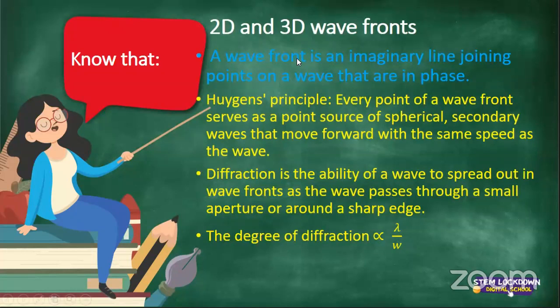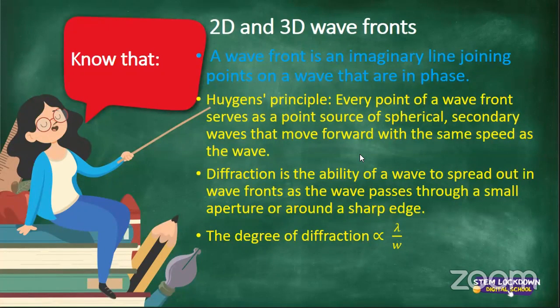So here we are saying a wave front is an imaginary line joining points on a wave that are in phase. And then we are saying Huygens principle states as follows: every point on a wave front serves as a point source of spherical secondary waves that move forward at the same speed as the wave.